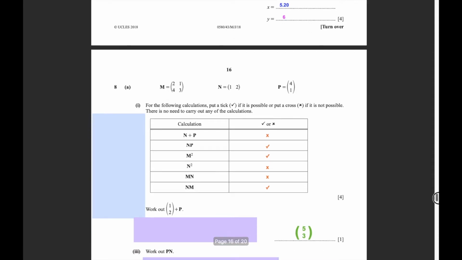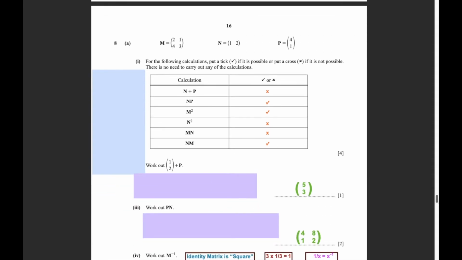Okay, so on to question 8. So we have these matrices. M has dimensions of 2 by 2, so row by column. So we have 2 rows, okay, 2 columns. N has 1 row and 2 columns, so it's 1 by 2. P has 2 rows, but only 1 column, right? So it's a 2 by 1. So when we're naming or giving the dimensions of the matrices, it's in the order of row times column.